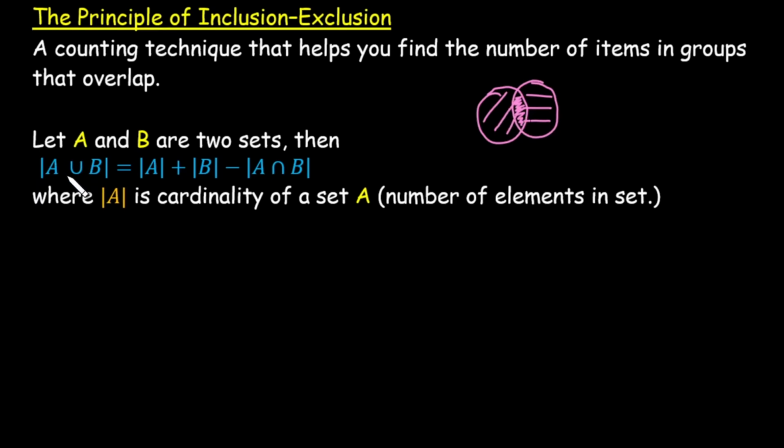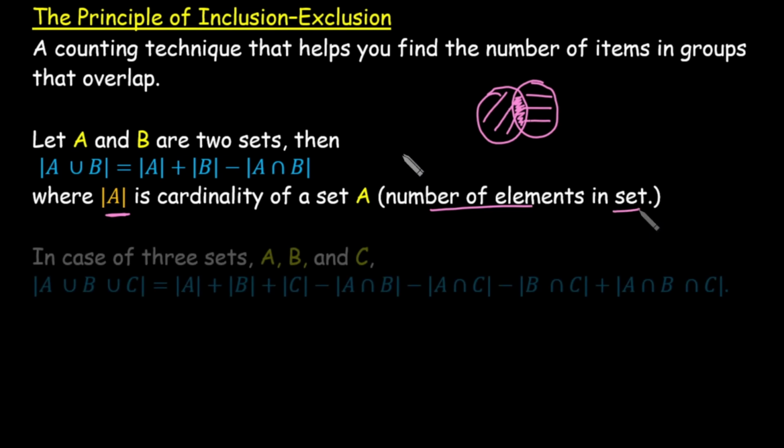So the number of elements in A union B is equal to the number of elements in A plus the number of elements in B minus the number of elements in A intersection B. And this represents the cardinality of the set. Cardinality of the set means the number of elements in a set.